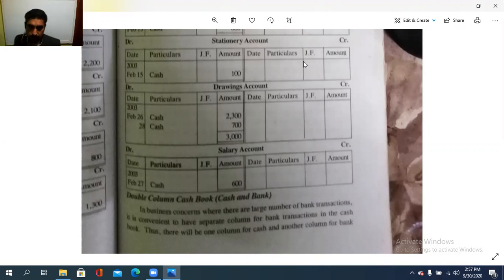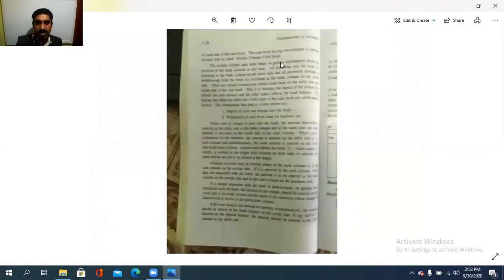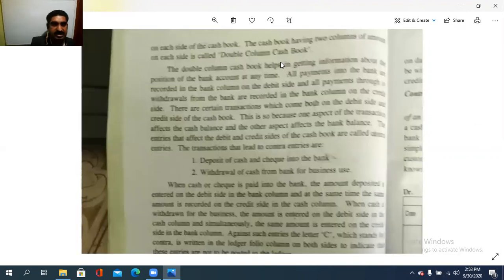Let us look at that. So in business concerns where there are a large number of bank transactions, it is convenient to have a separate column for bank transactions in the cash book. Thus, there will be one column for cash and another column for bank on each side of the cash book. In such a case, there should be 2 amount columns on each side, for the cash and bank. It is called a double column cash book, or cash book with cash and bank columns.